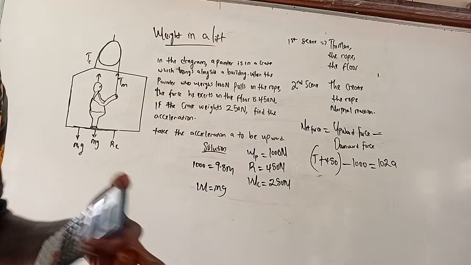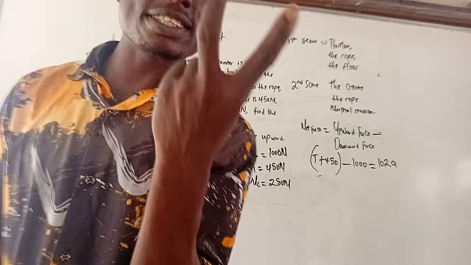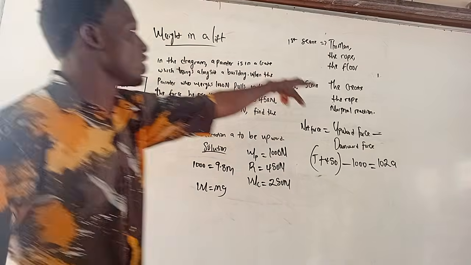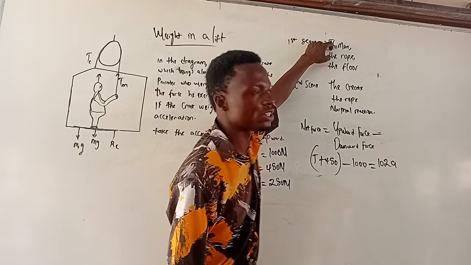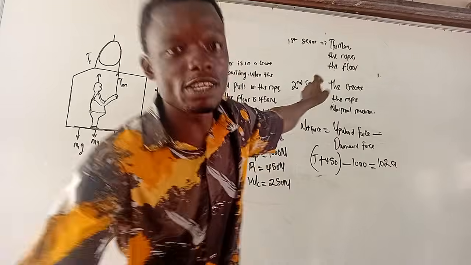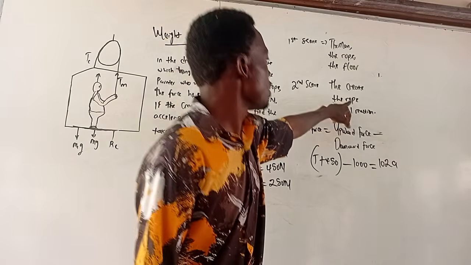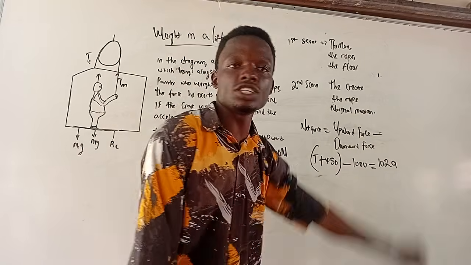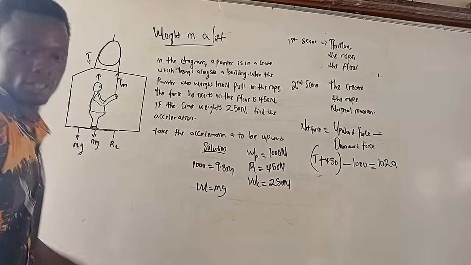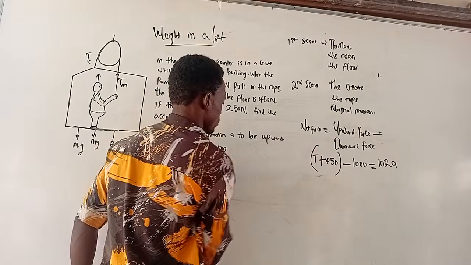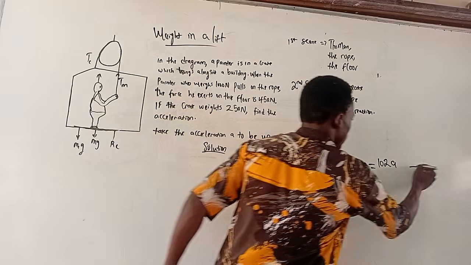Now the second scene is about the crate, because we have two weights in question: the weight of the man and the weight of the crate. Dealing with the man alone, there is a rope attached to the man, and there is a floor on which the man is standing. So this is the first scene. Now dealing with the crate, there is a rope attached to the crate, there is a reaction on the crate. This is the second scene. Now this is our first equation, equation 1.